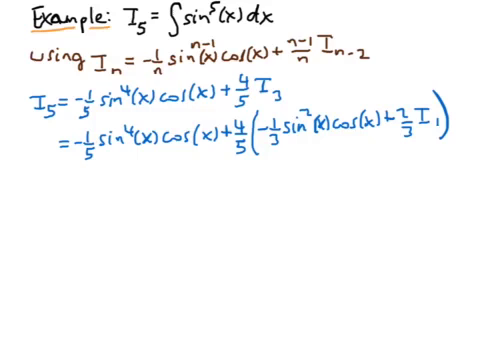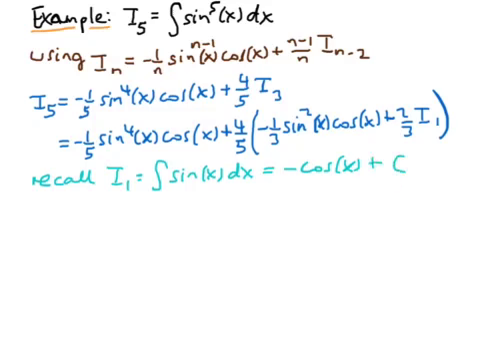And we recall that I sub 1 is the integral of sine of x with respect to x, and that is going to be minus the cosine of x, because when you differentiate minus the cosine you obtain the sine, so that means that this is the correct result.